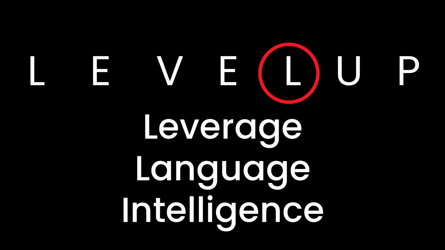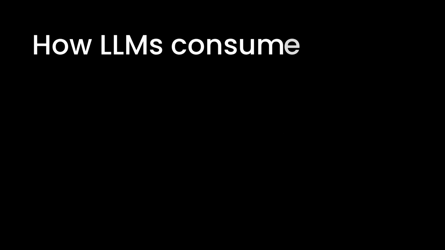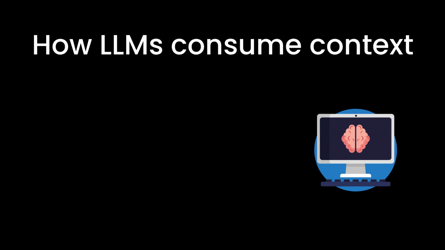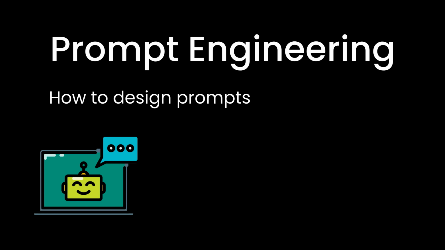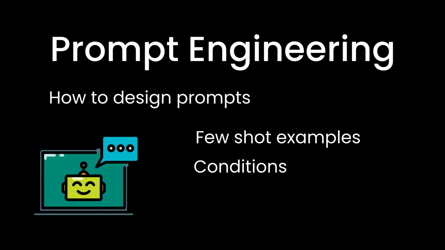LLMs are the centerpiece of modern AI. Start by understanding how LLMs consume context. Tokens, system prompts, and memory windows all shape what the model sees and what it remembers. You don't need to implement this from scratch, but you do need to reason about it. Obviously, get comfortable with prompt engineering. It's not just about clever wording, you also need to know how to design structured prompts, provide a few short examples, condition roles, and format outputs.